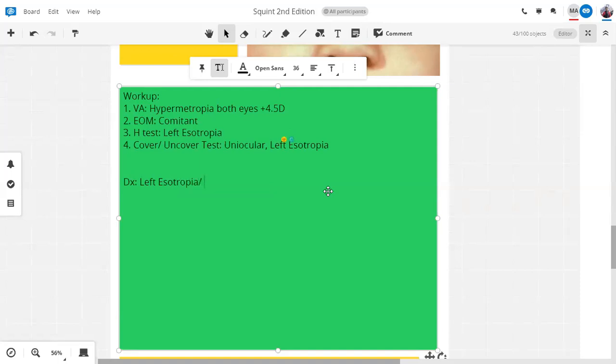Our final diagnosis is concomitant convergent squint. These are the different names of a single clinical entity. Concomitant, convergent squint, convergent strabismus, esotropia, they all mean the same thing.